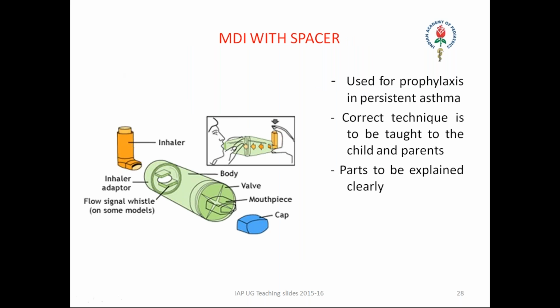So in MDI spacer you have the backside inhaler, which is the canister part. This is the canister part. This is the mouth attachment piece. In the canister part you can have a blue type and a red type. The red type is usually steroid, and the blue type, if they're giving it, is a beta 2 agonist.